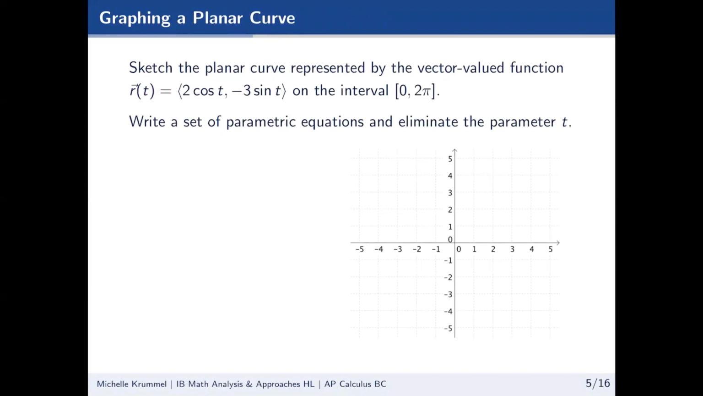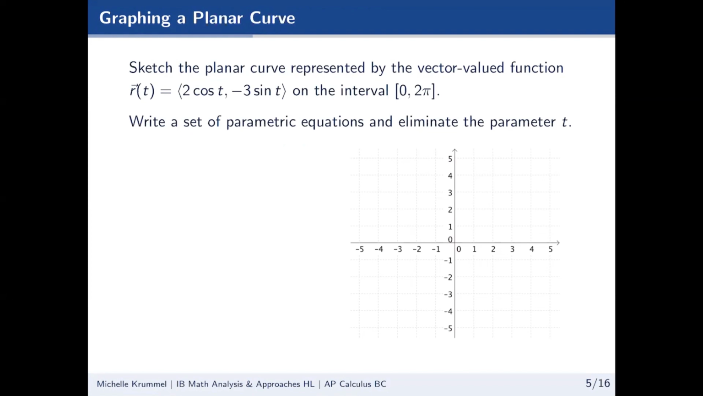Here we're asked to sketch the planar curve represented by the given vector-valued function. So we have vector r of t has x component 2 cosine t and y component negative 3 sine t. And we're only working on the closed interval from 0 to 2 pi. We're given a hint here on how to get started. We can write a set of parametric equations and eliminate the parameter. By doing that, we're going to rewrite this vector-valued function in rectangular form. And I'm guessing it's going to be something that we would recognize when we look at that equation.